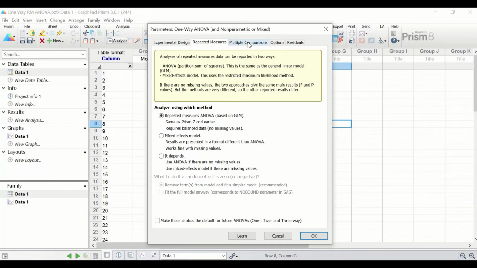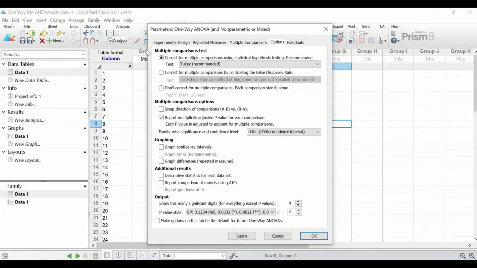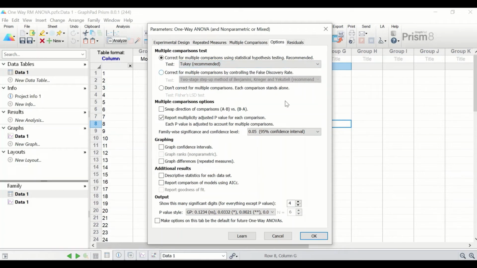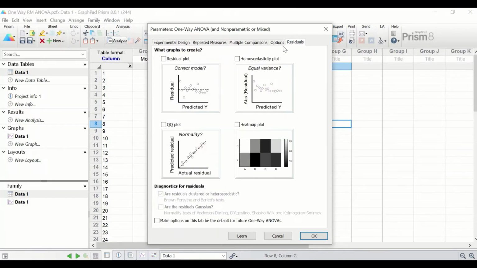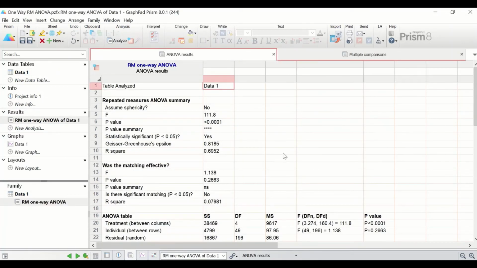And for multiple comparison, we intend to compare each level with another level, so pairwise comparison for all possible combinations. So select compare the mean of each column with the mean of every other column. Under the options, select the multiple comparison test and choose the Tukey test as the choice for comparing the levels. And then for residual, no more choices. Just click on OK. Two outputs will be generated.